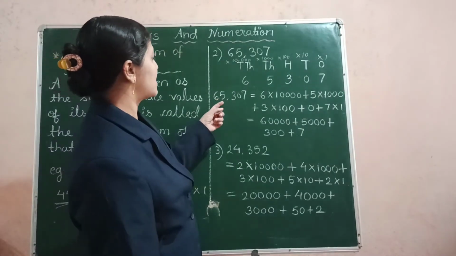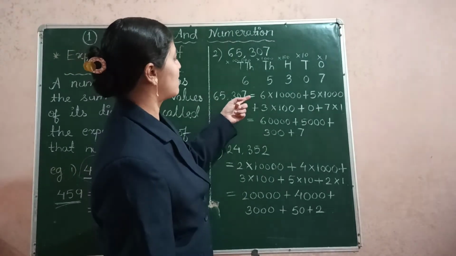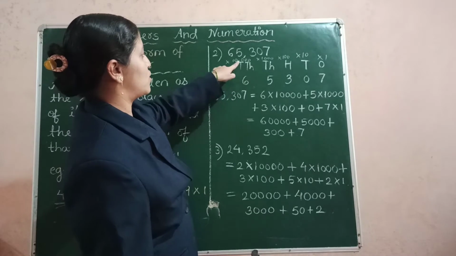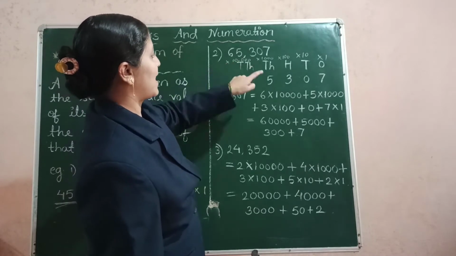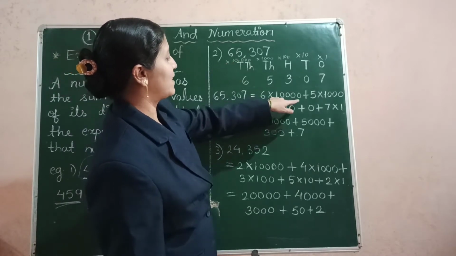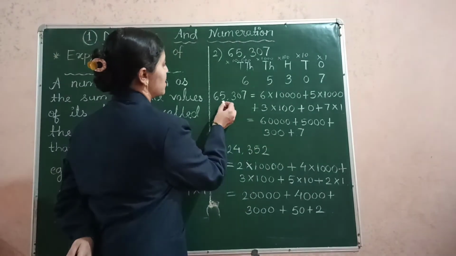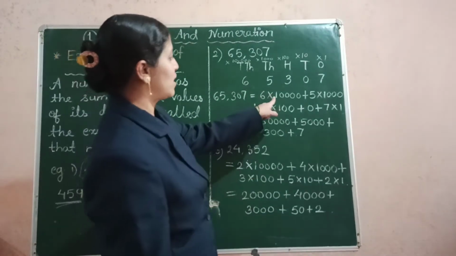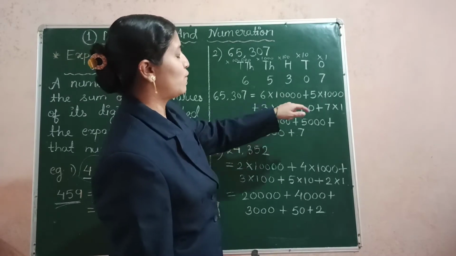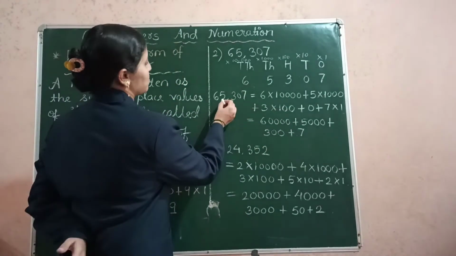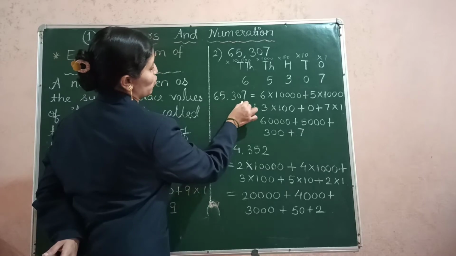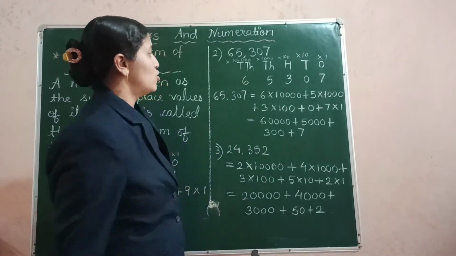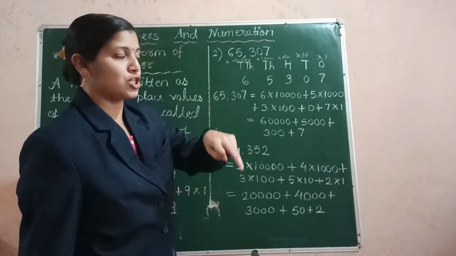So you can see here 65,307 is equal to 6 into 10,000. You have to count the numbers after 6. 1, 2, 3 and 4. So can you see here? 1, 2, 3 and 4. How many numbers are after 6? Those many zeros should be there. That is 10,000.